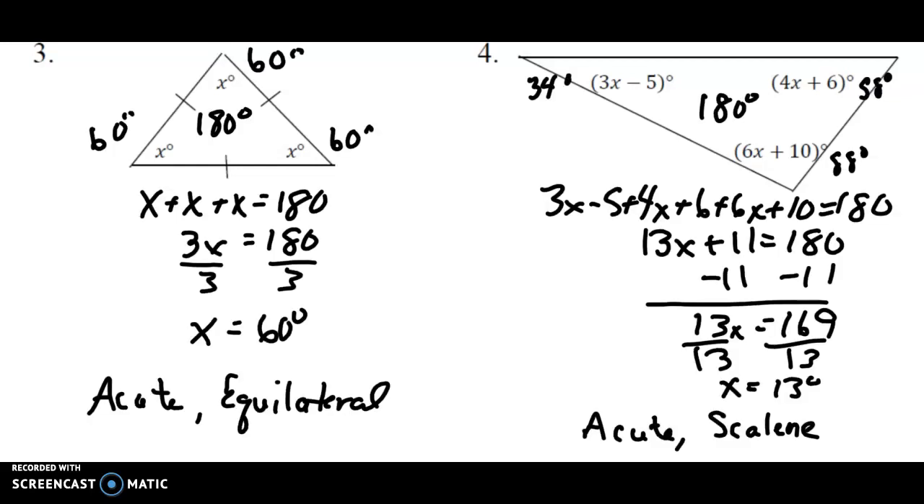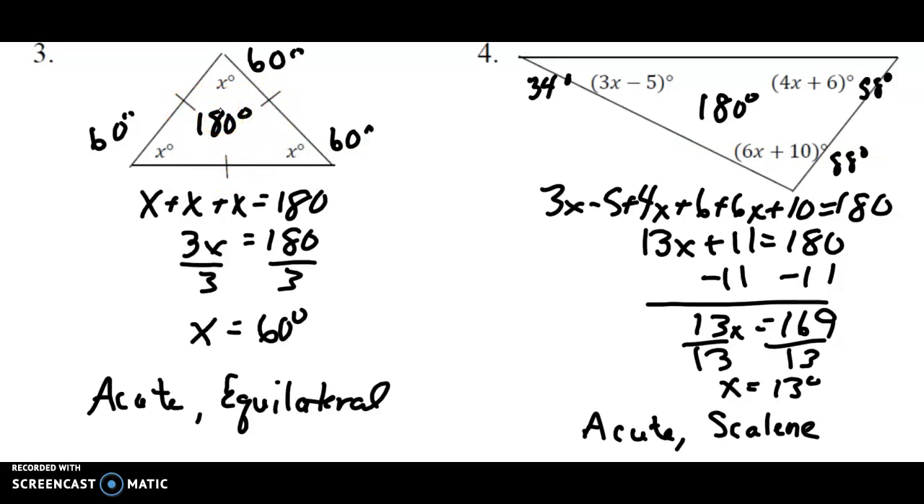Okay, let's check our work. For number 3, I got 3x equals 180 after you combine your like terms, which meant x is 60. And all 3 of them were x, so all 3 of them were 60 degrees, which adds up to 180, so I know I am right. Acute and acute, and the third one is acute, so that makes it an acute triangle. And then all 3 of the sides are the same, which makes this one equilateral.